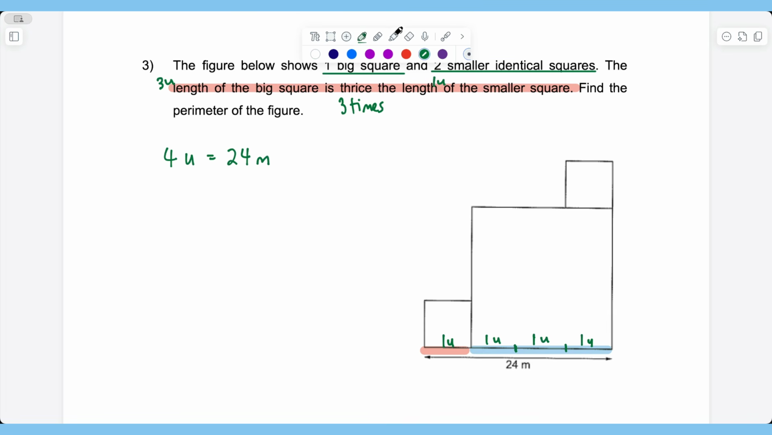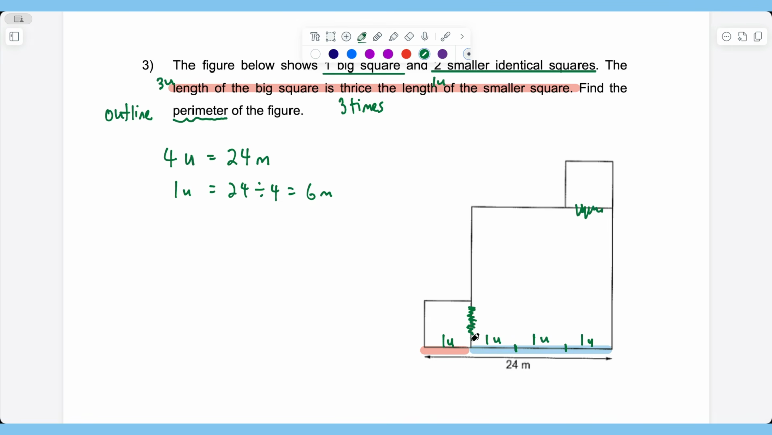What are we asked to find? We need to find the perimeter of the figure. The perimeter is the outline. It does not include the lines that are inside. So these are not. Okay, just the outline. Let's go ahead and find what is 1 unit. It will be 24 divided by 4. That's 6 meters. So 1 unit is 6 meters.